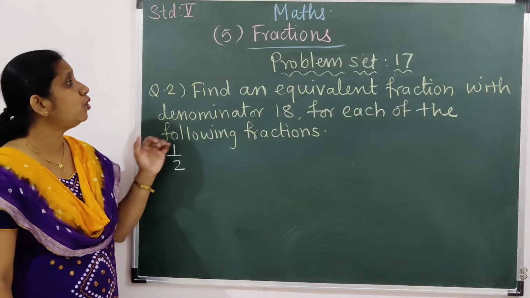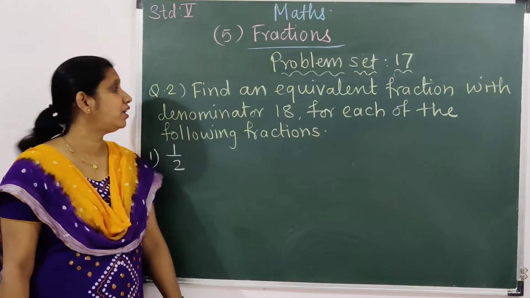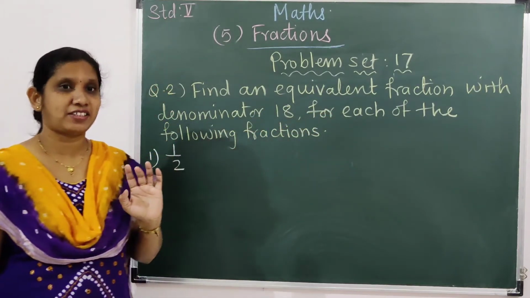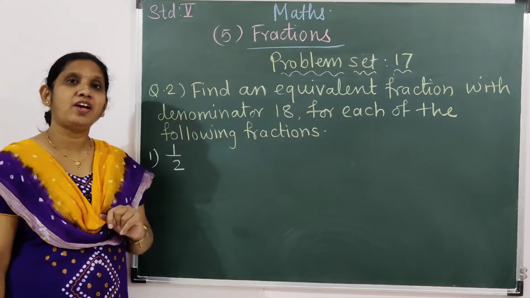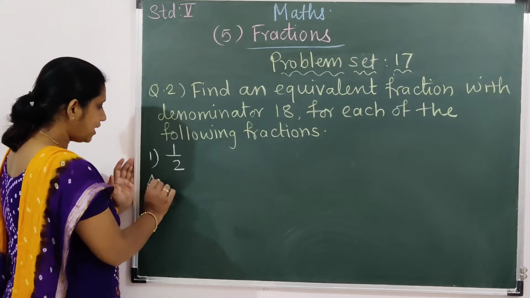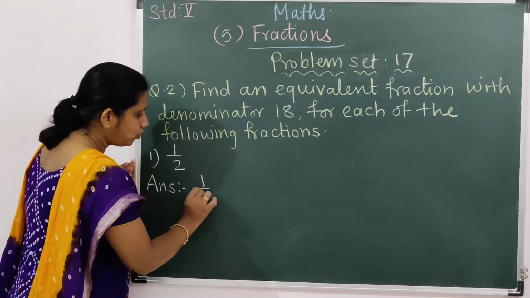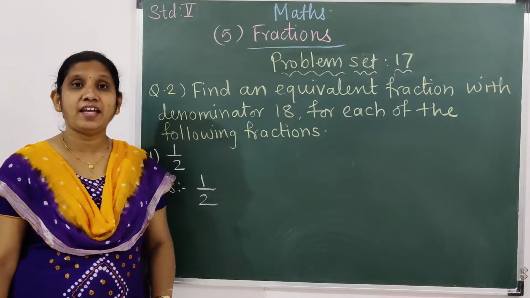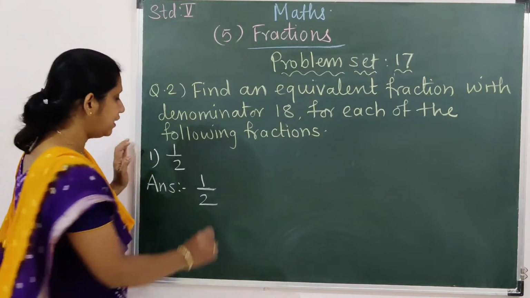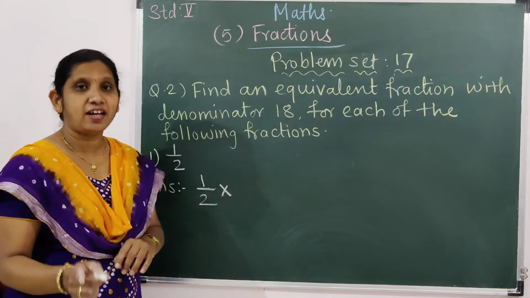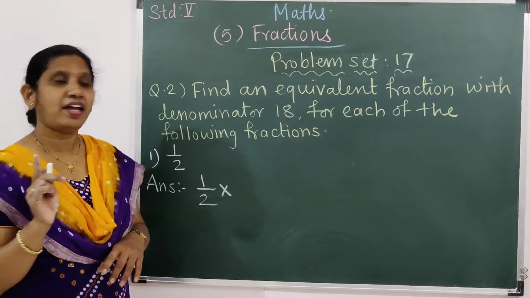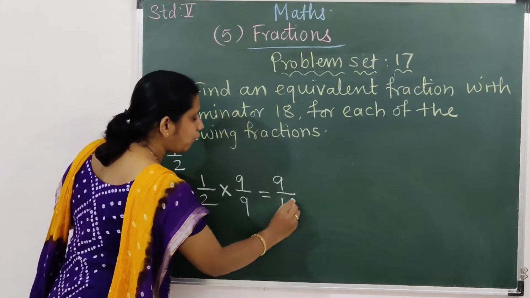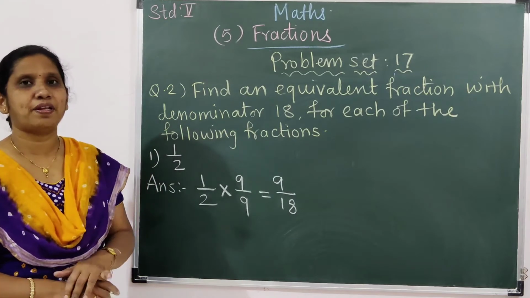Students, see question number 2. Find an equivalent fraction with denominator 18 for each of the following fractions. First fraction is given, 1 upon 2. Let us write its answer. Now you must be knowing the table of 2. 2 how many are 18? Yes, 2 nines are 18. So multiply in the numerator as well as in the denominator by 9. So 9 upon 9. What will be your answer? 9 upon 18. This is your example number 1.